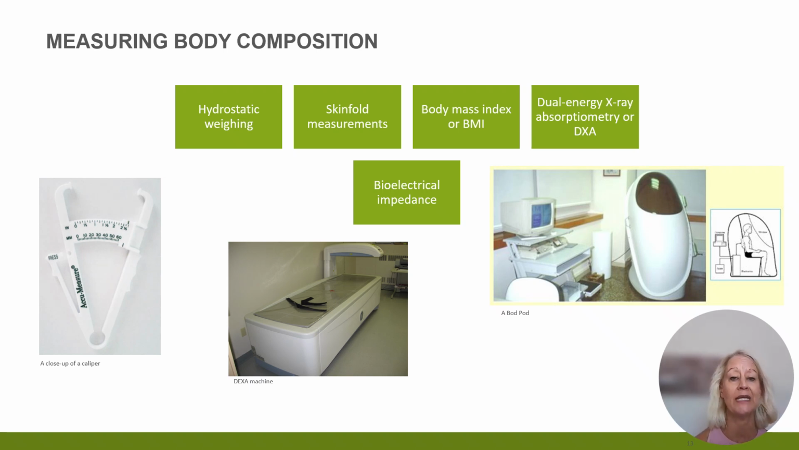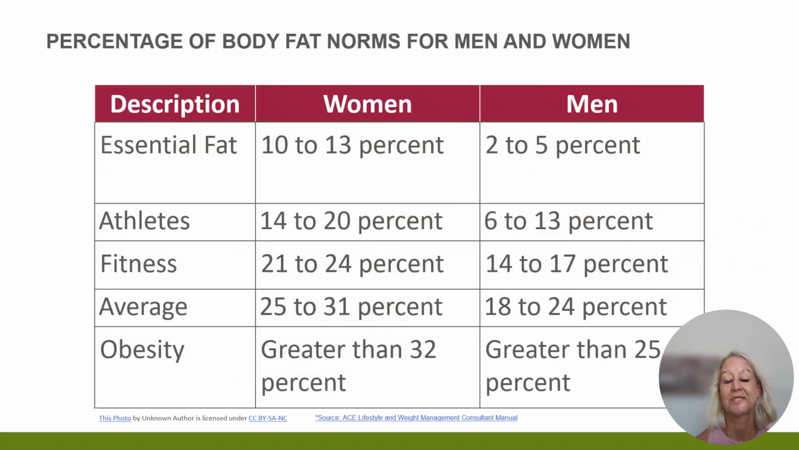Now, BODPOD uses air displacement to estimate body composition. Each of these methods varies in accuracy, availability, and cost, but all can provide helpful insights into body fat levels. So let's talk a little bit about body fat percentage norms.